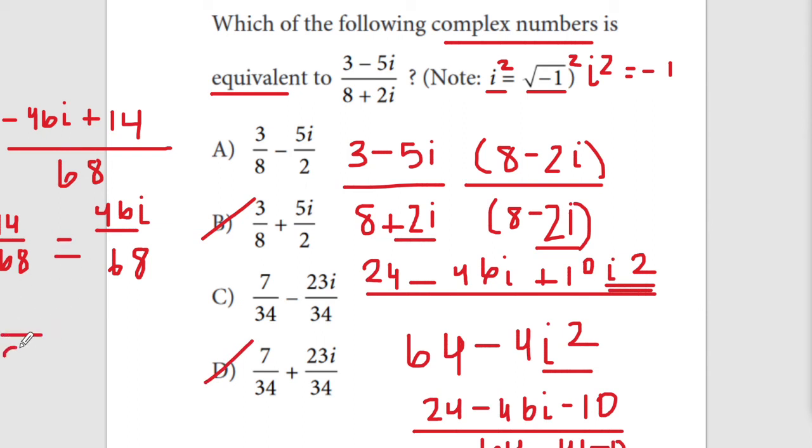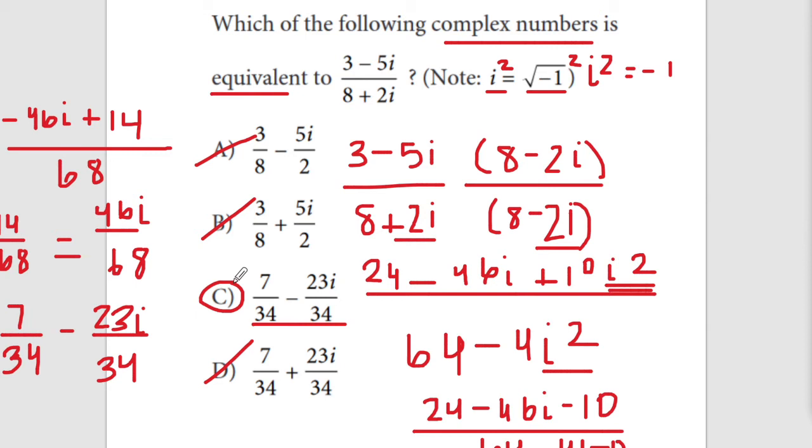Now let's simplify this one. We can divide by 2, so we get 7 over 34. Obviously this wouldn't work, but let's check if this is right. Then we have a minus, and we can divide by 2 on the top and bottom. So we have 23, because 23 times 2 is 46, and then divided by 2 here, so it's 34. So our answer here would be C.